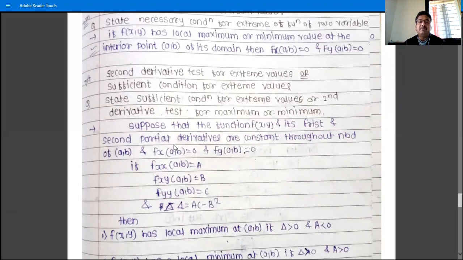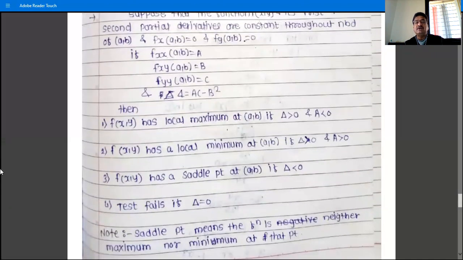Suppose that the function f(x,y) and its first and second partial derivatives are continuous throughout the neighborhood of point (a,b), and f_x(a,b) is equal to 0 and f_y(a,b) is equal to 0, that is, first order partial derivatives are 0. And if we denote f_xx(a,b), the value of the second order derivative at point (a,b), as capital A, f_xy(a,b) as capital B, f_yy(a,b) as capital C, and delta, the triangle notation, as AC minus B squared.